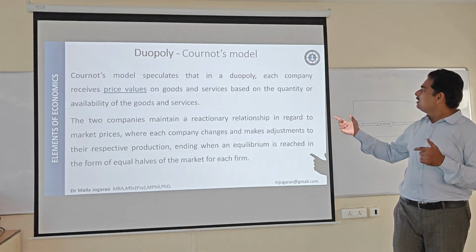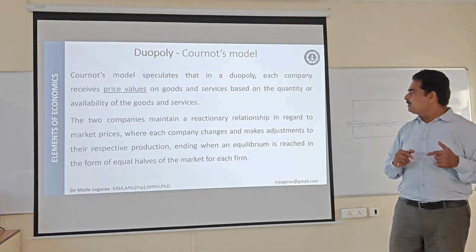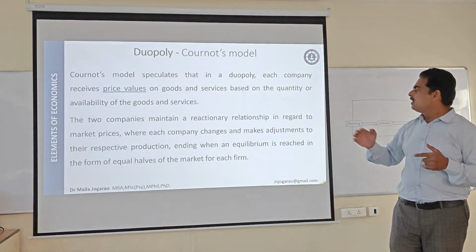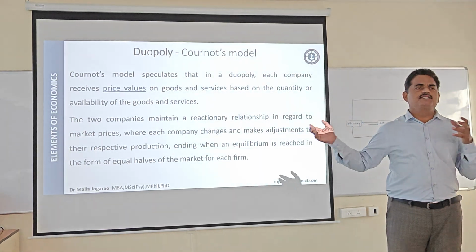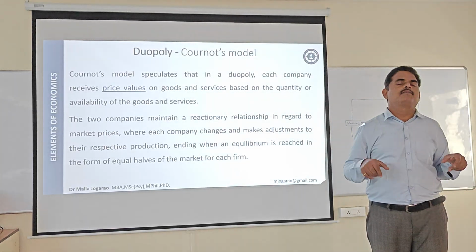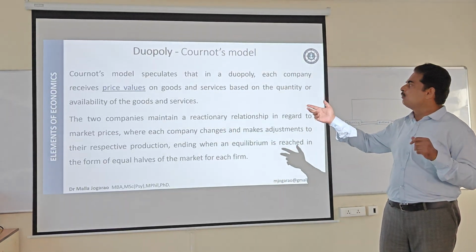And a company changes its adjustments to respective production, ending with the equilibrium reached at equal halves of the market. So that is the basic form. Generally they follow the half-and-half form in a duopoly under the Cournot model.